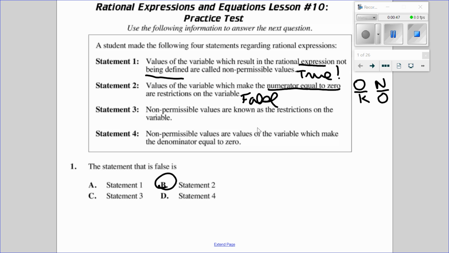Let's just look at the remaining ones to see why they are true. Non-permissible values are known as restrictions. Yes, NPV values are the restrictions. This is true. And non-permissible values are the values of the variable which make the denominator equal to 0. That's also true, which is why they're a restriction, because I can't divide by 0.